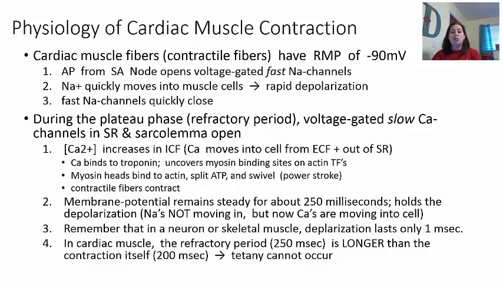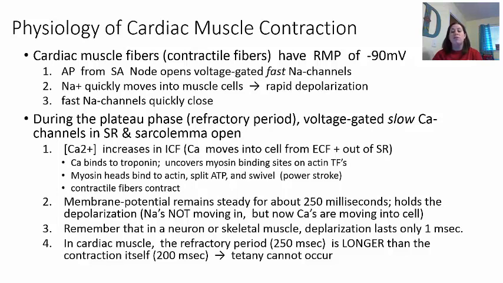Now, membrane potentials are going to remain steady for about 250 milliseconds. This holds the depolarization. The sodium cannot be moving in, but calcium has the ability to move into the cell. Remember that in a neuron or skeletal muscle, depolarization lasts only about 1 millisecond. It doesn't last for very long. However, in cardiac muscle, there is a time called the refractory period. This lasts about 250 milliseconds. It's longer than the contraction itself. The contraction of the muscle is about 200 milliseconds.